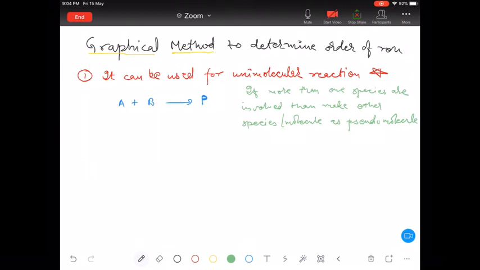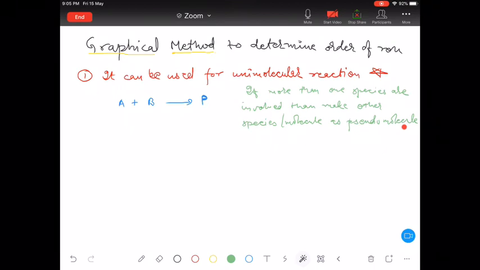Means their presence is required, but their concentration is not going to affect the rate of reaction, because the whole thing which we are doing is just to understand the effect of concentration, right? That's what we are trying to say here. So if I make that molecule as pseudo molecule, in the morning I told you what is pseudo molecule and how it is not going to affect the rate of reaction by changing the concentration.